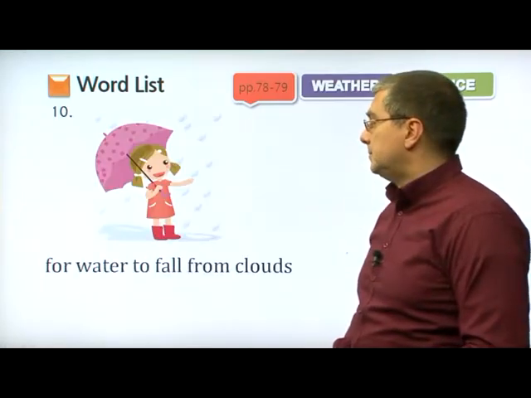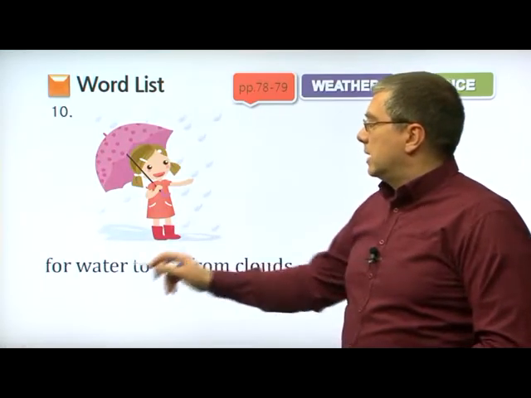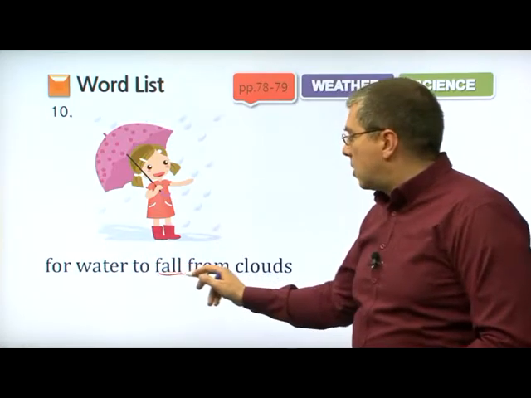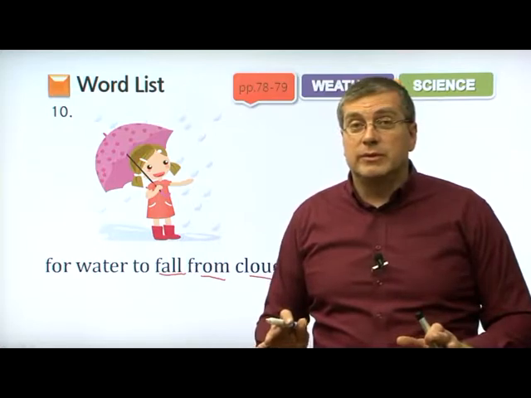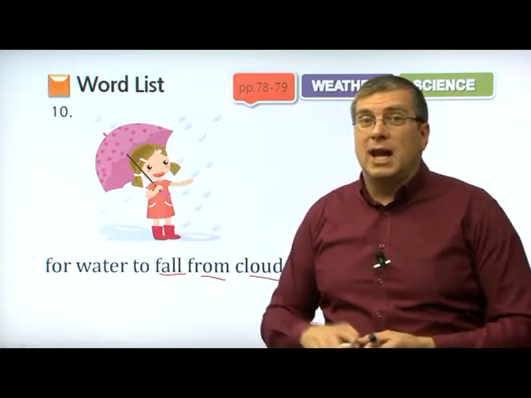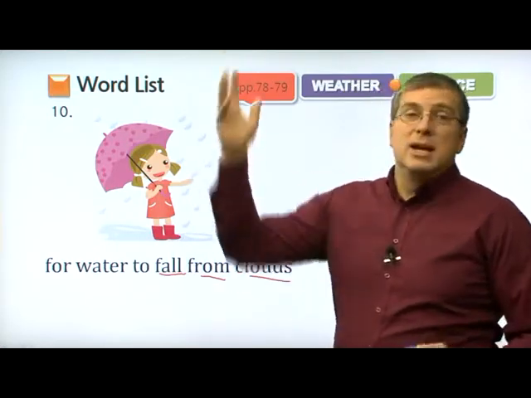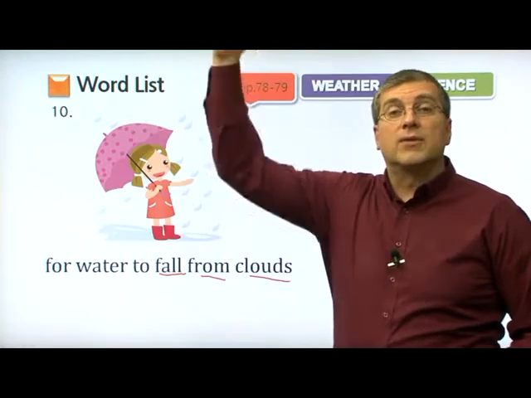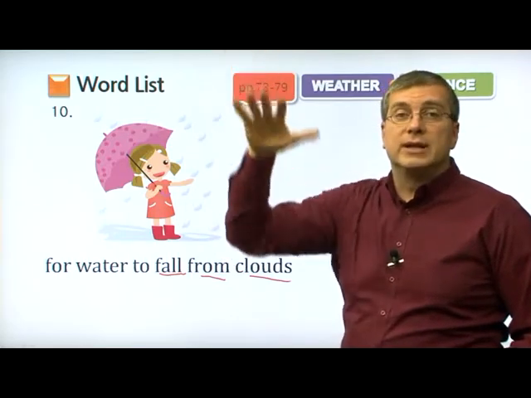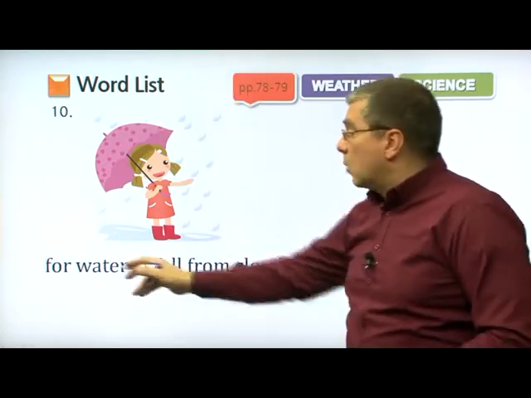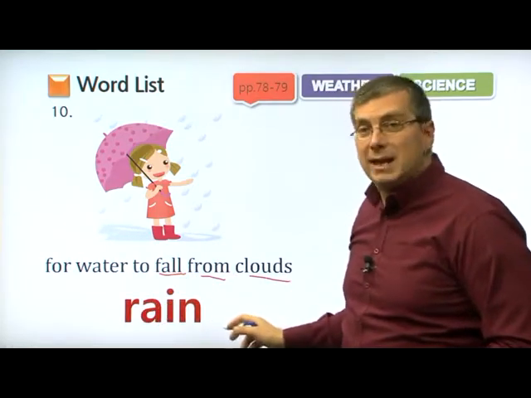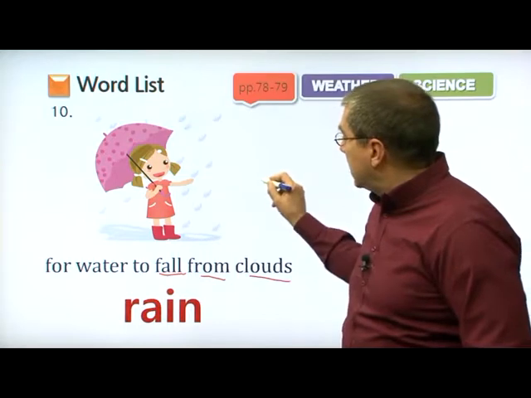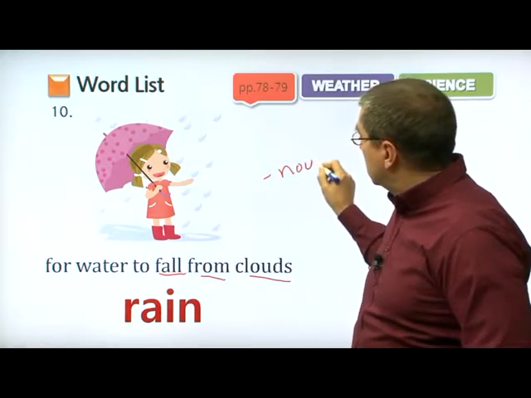Okay. Now we have a word here, for water to fall from clouds. So sometimes, right, you go outside and you feel wet. What's going on? There's water falling from the sky, from the clouds in the sky. It falls down. What do we say it's doing? We say it is raining.